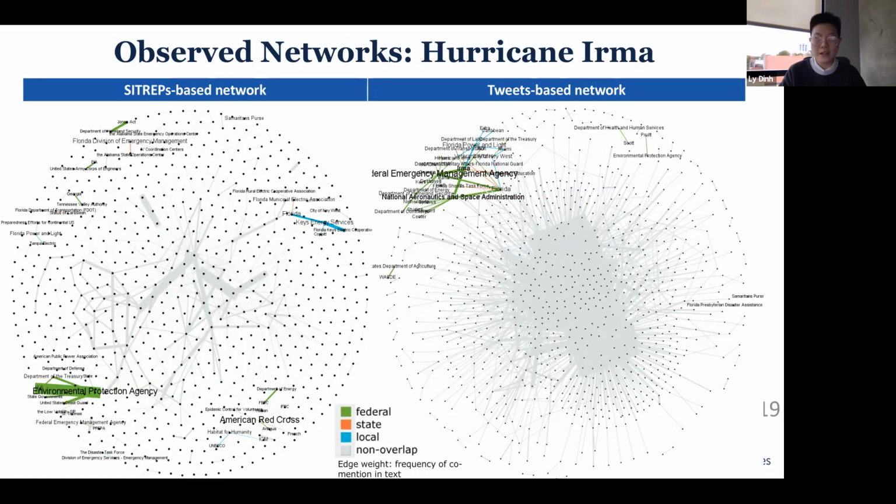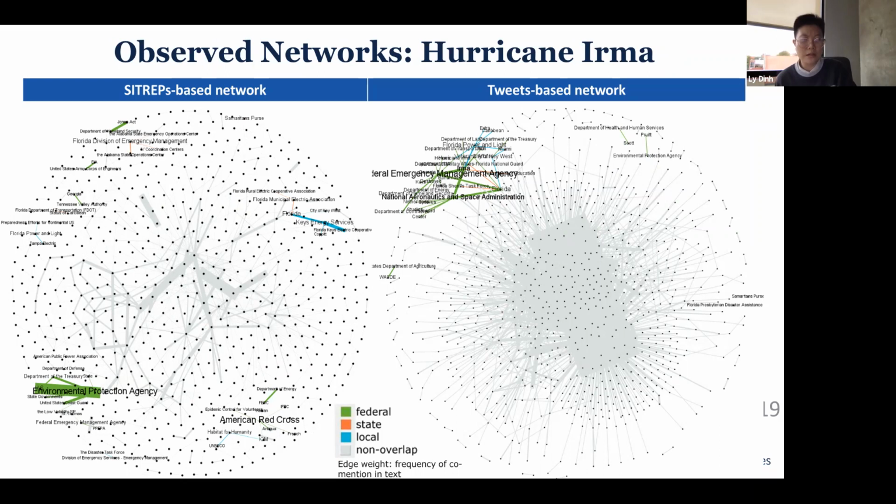Wow, it's a lot of gray, right? As you can see, a lot of non-overlaps, but those with overlaps tend to be major federal organizations, like FEMA, which showed up a lot in the tweets. In SITREPS, the EPA, Environmental Protection Agency, was so involved for Hurricane Irma specifically.